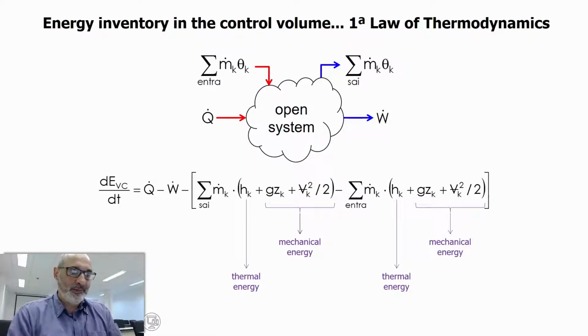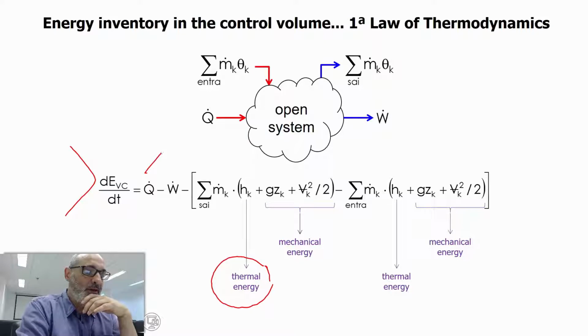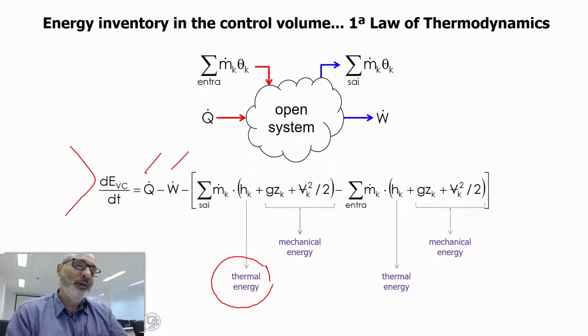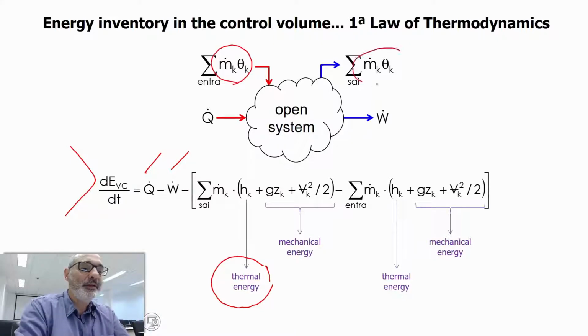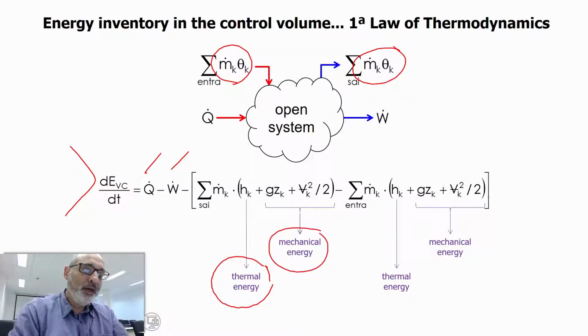Well, they have to be based on the first law of thermodynamics, so I'm recalling the first law of thermodynamics. And just to show you the thermal component of energy, remember this is the energy inventory. You have heat and work going in and coming out of the control volume of your system, and you have energy associated with these mass flow rates here. What I want to highlight, because this expression you already know, are the components.